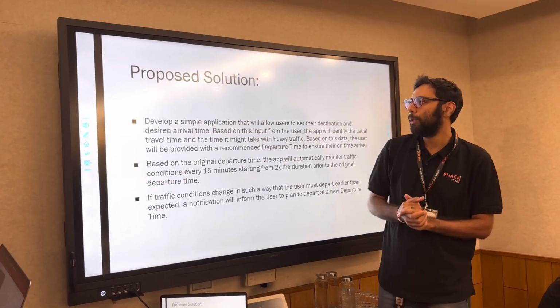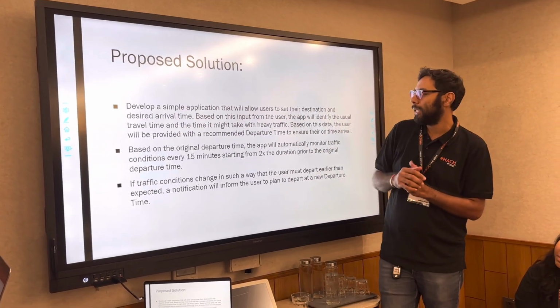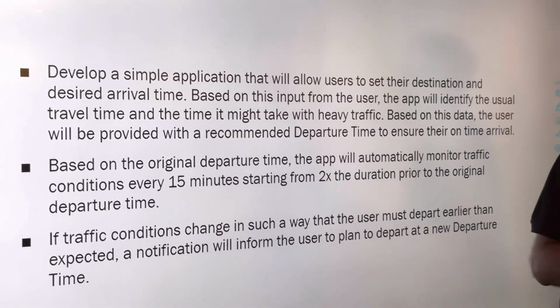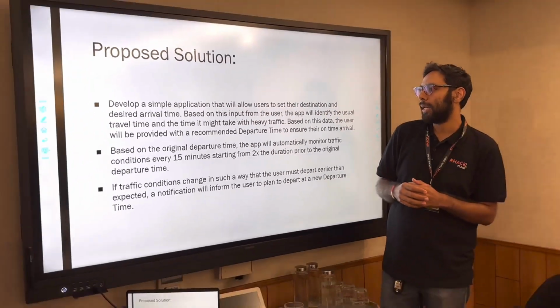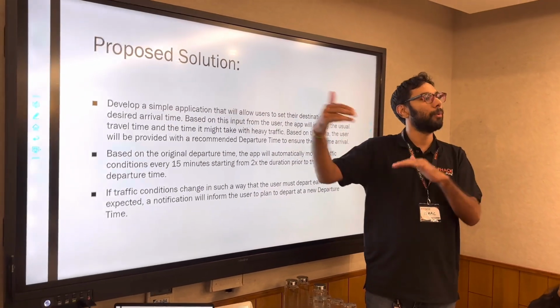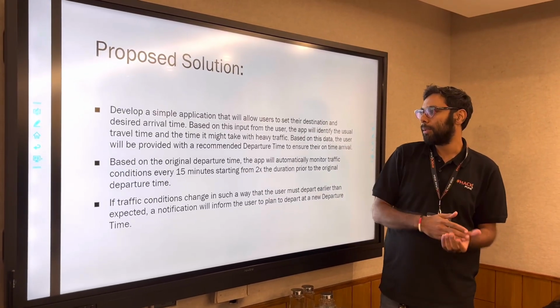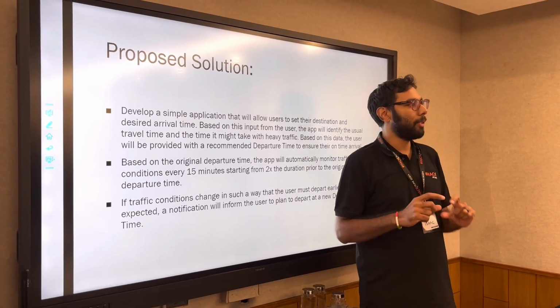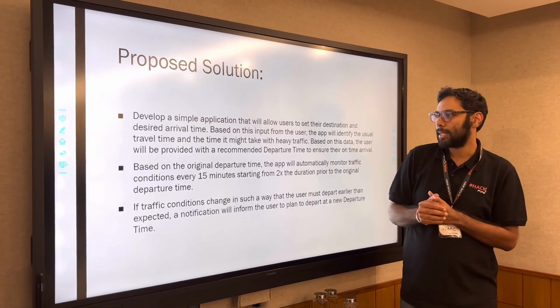So the solution we propose is a very simple, basic application that will allow the users to give their destination and the desired arrival time. Based on this input, the app will identify the normal durations, and if there was bad traffic, what is the worst case scenario, what is the minimum time it would take, and what time they would need to leave in order to reach that destination by that time.